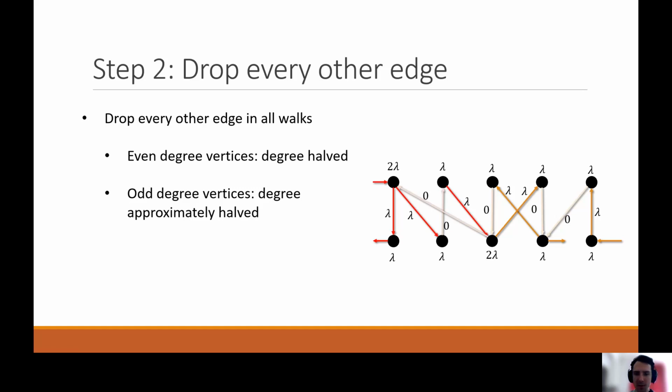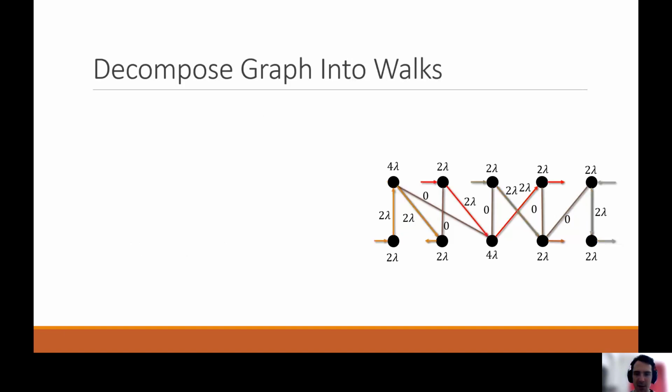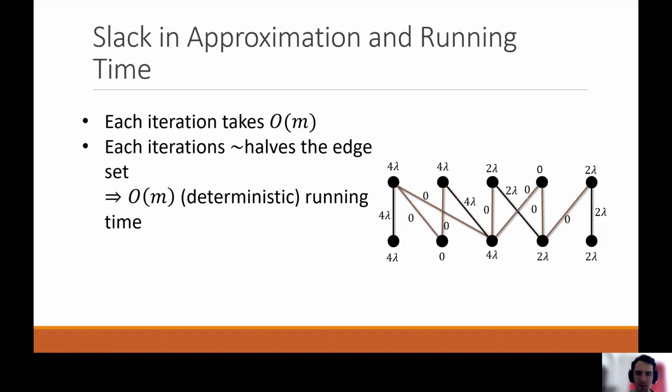Therefore, if we just do what we said, that we drop half of the edges and double the weights on the remaining edges, we have effectively sparsified the graph. And we can just repeat this a polylog number of times. Each iteration can be done in linear time. This is essentially a walk. And since each iteration halves the edges that we have to walk, the running time will follow a geometrically decreasing pattern. So it will essentially be linear over all iterations. That's very nice for us.